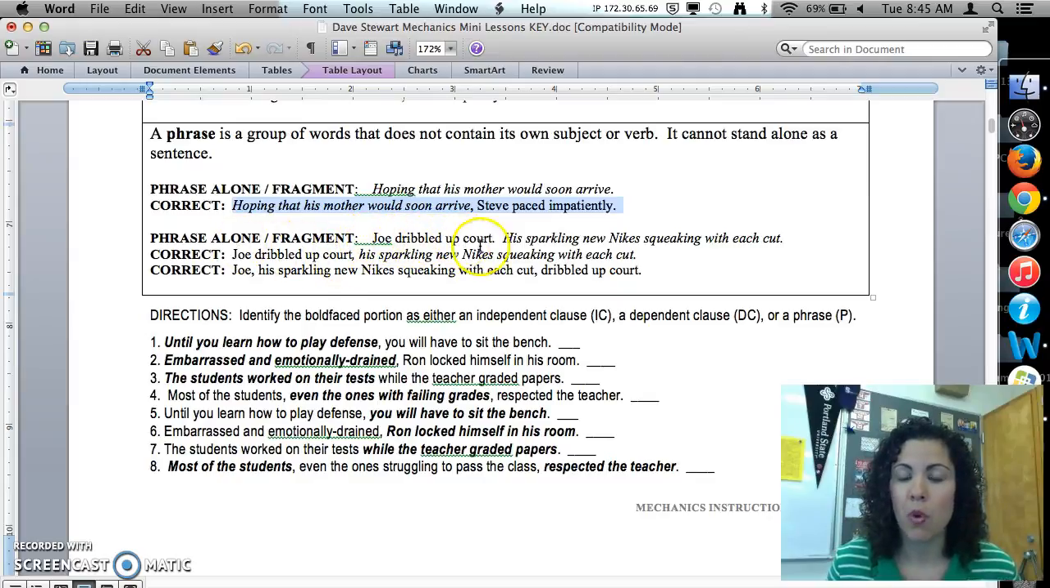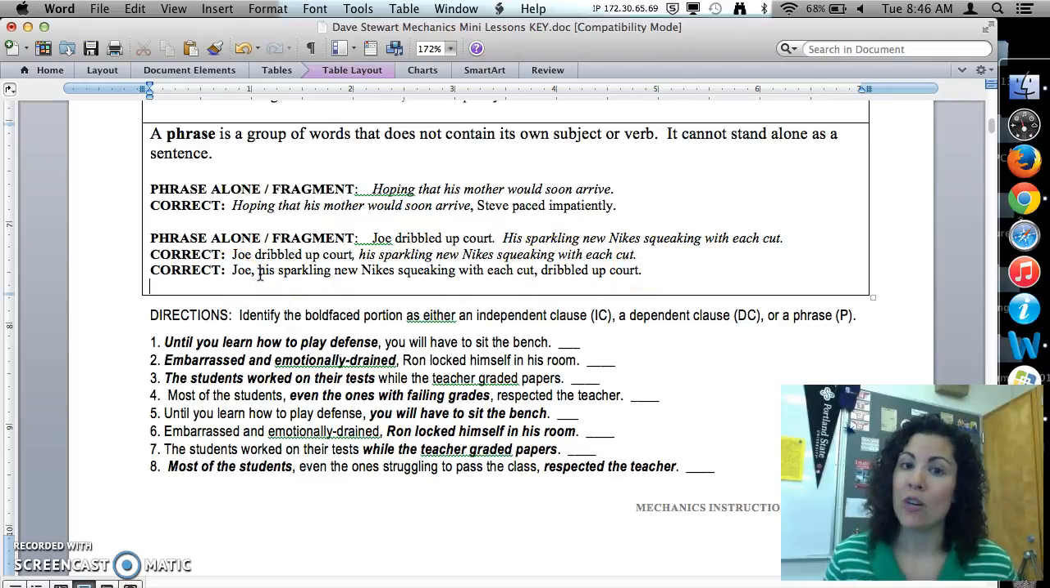Joe dribbled up court, his sparkling new Nikes squeaking with each cut. Great. Here we have his sparkling new Nikes squeaking with each cut. Whenever you have an ing verb, it can't hold a sentence together. You would have to have a helping verb, or you would have to add this to the first part of the sentence, and that's what they do. Joe dribbled up court, comma, his sparkling new Nikes squeaking with each cut. That's one way to fix it.